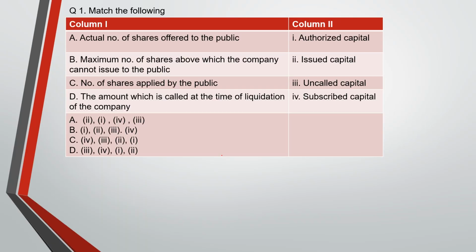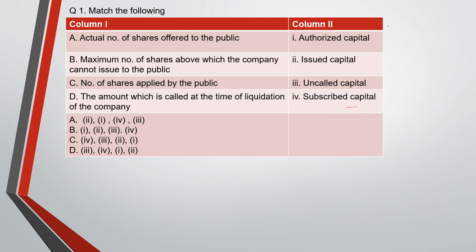So let us start. The first question here is match the following. We are supposed to match column 1 with column 2 and the options are given here. A. Actual number of shares offered to the public. B. Maximum number of shares above which a company cannot issue to the public. C. Number of shares applied by the public. D. The amount which is called at the time of liquidation of the company. And we are supposed to match it with authorized capital, issued capital, uncalled capital, subscribed capital.